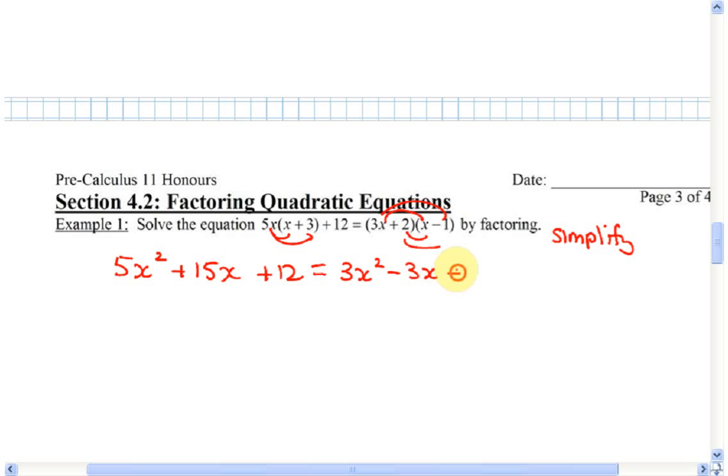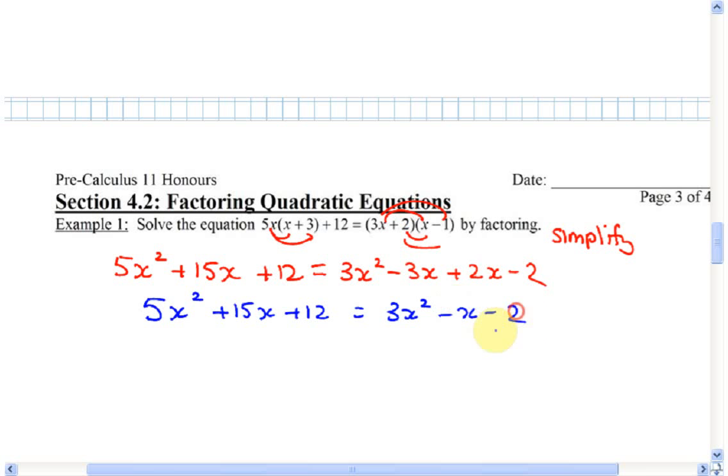Okay, go ahead, expand, simplify, and group all the terms together. So I'm going to ask you to put all the terms together. 3x squared minus x minus 2. My advice to you whenever you do these is after simplifying, group all terms on one side. Okay. You want to make sure that one side equals 0.